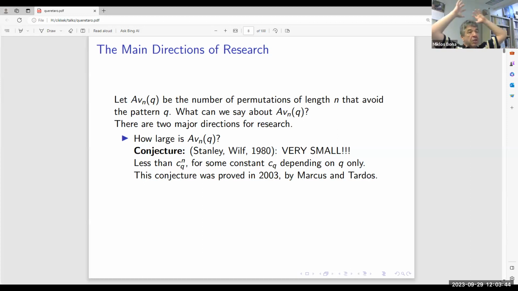So the conjecture is very ambitious, right? Constant to the n is like nothing compared to n factorial. And that's why it was so hard to prove it, because the usual methods like the probabilistic method are just not fine enough.